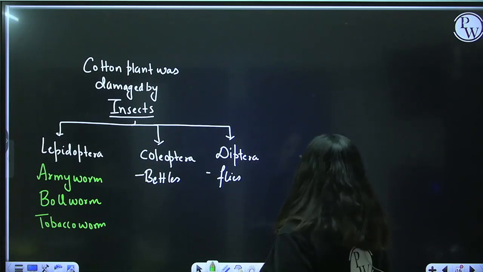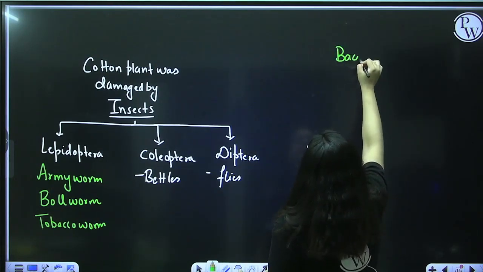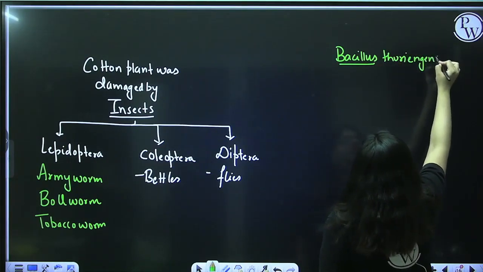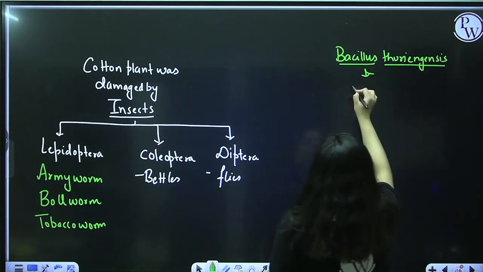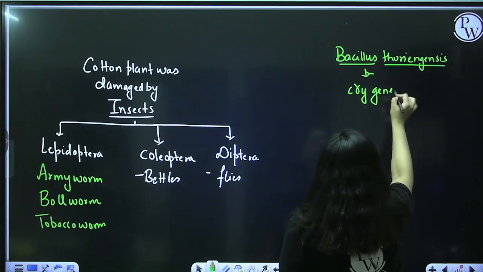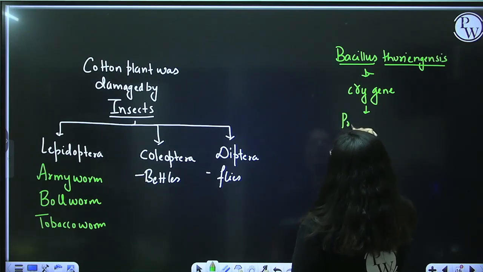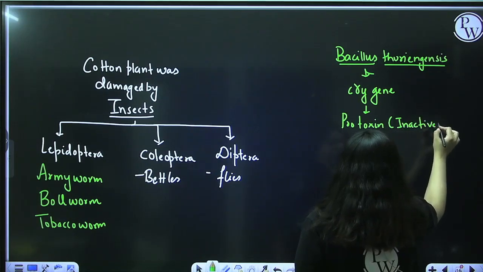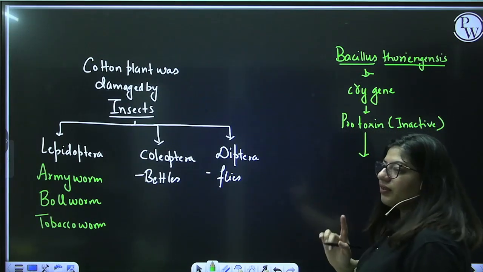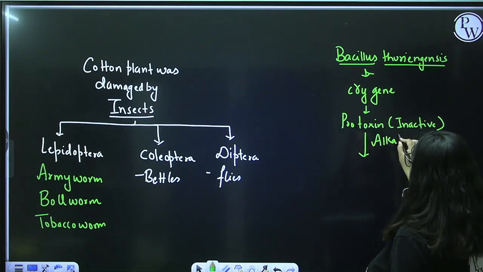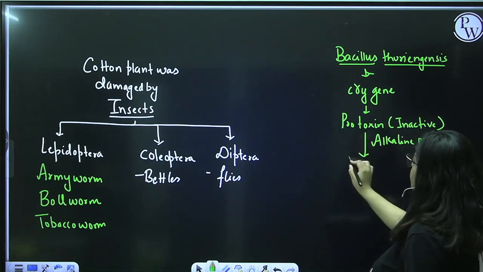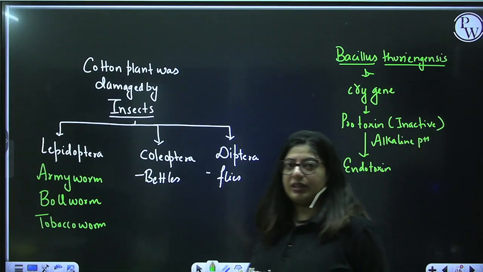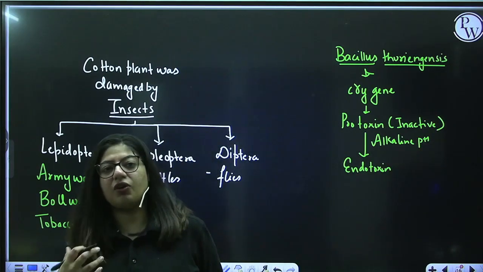So that was a bacterium. The name of the bacterium was Bacillus thuringiensis. Bacillus thuringiensis, a soil bacterium, has a gene known as cry gene. This cry gene produces a protoxin. Protoxin is a kind of inactive toxin. This inactive toxin, whenever it gets alkaline pH, gets converted into endotoxin. And this endotoxin is lethal. It can damage your insect.